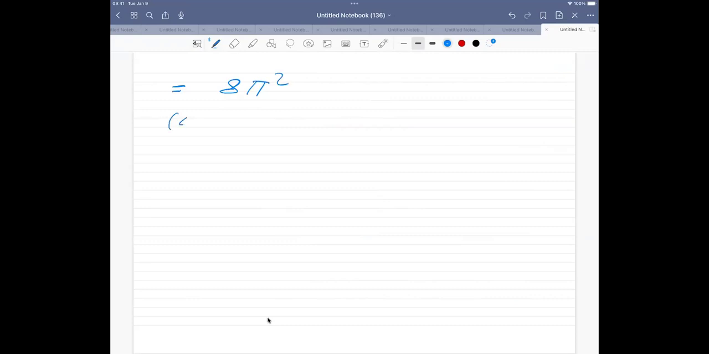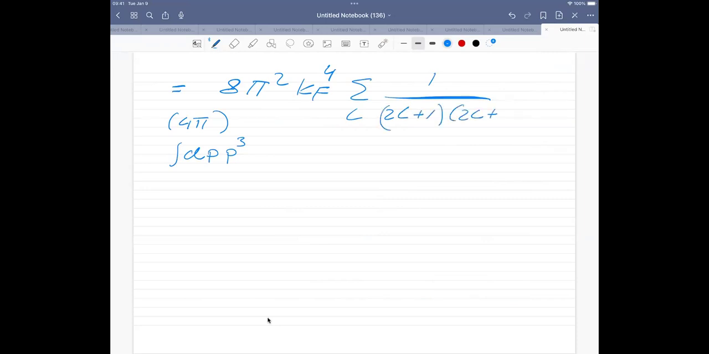So I get from the angles 4 pi. So I get a pi squared. And then I'm integrating also dp, p to the power of 3. So that p to the power of 3 picks up this factor 4. So I get then kf to the power of 4. And then I have a sum over 1 over 2L plus 1 over 2L plus 3.